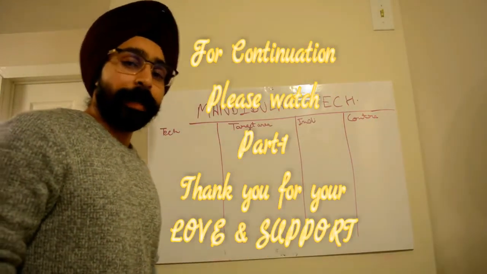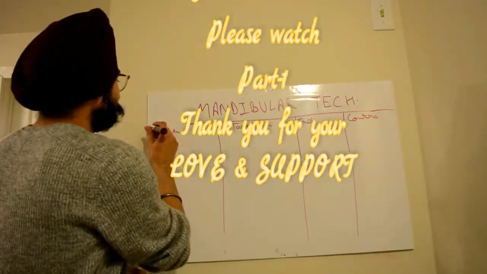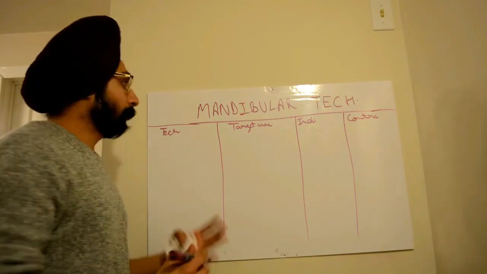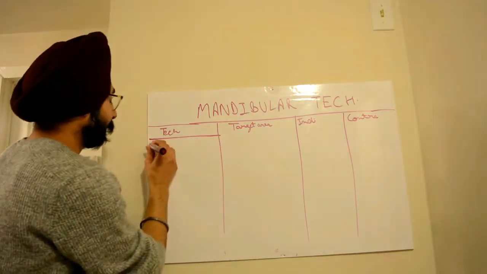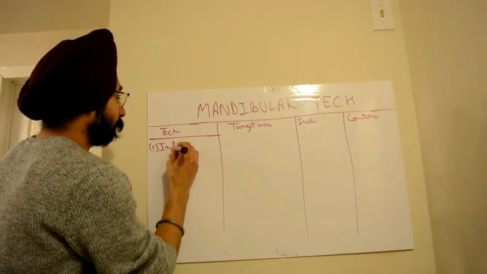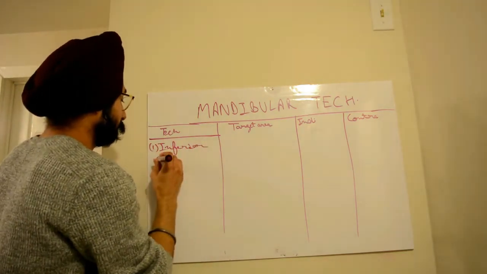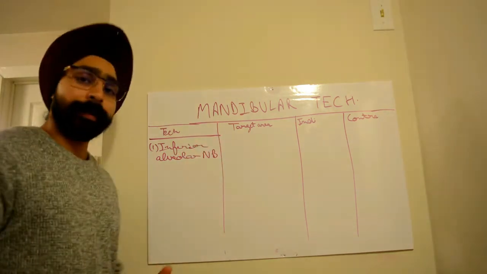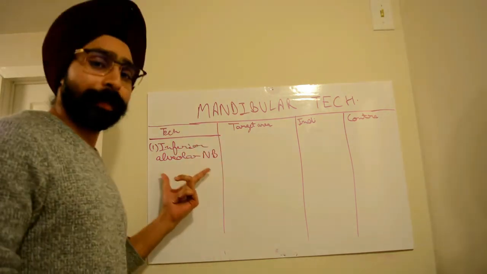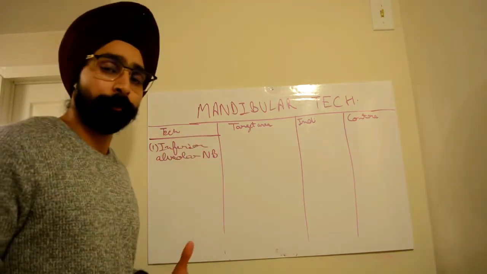Let's discuss the mandibular techniques now. The first mandibular local anesthesia technique is inferior alveolar nerve block. Guys, this is a very important local anesthesia technique in case of mandible.